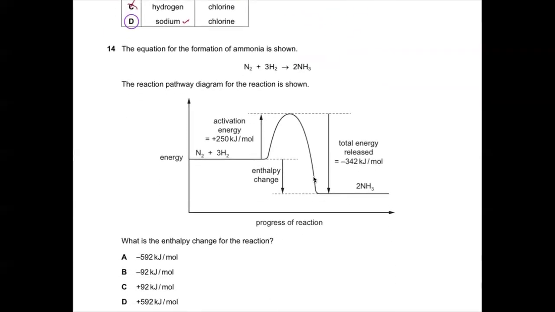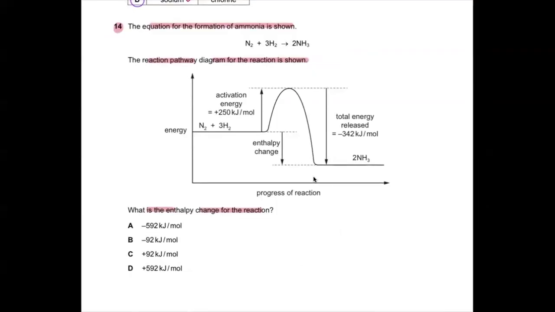Okay. Now, MCQ number 14. The equation for the formation of ammonia is shown. The reaction pathway diagram for the reaction is shown. What is the enthalpy change for this reaction? So see, it's very easy. If you look over here, this much amount of energy is absorbed when the bonds are broken, and this much amount of energy is released when the bonds are formed. So it was bond breaking minus bond forming. So 250 minus 3. Okay, that is energy release.